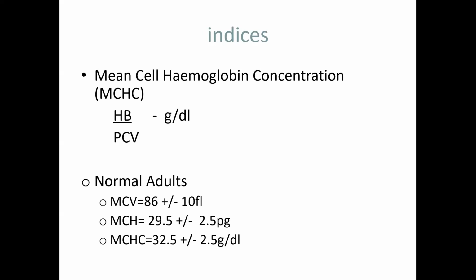And this is a value in grams per deciliter. Then remember your reference or your normal values for MCV, your normal values for MCH. I've just given plus or minus 2.5 picograms, plus or minus 10 femtoliters, plus or minus 2.5. And that gives you the range.